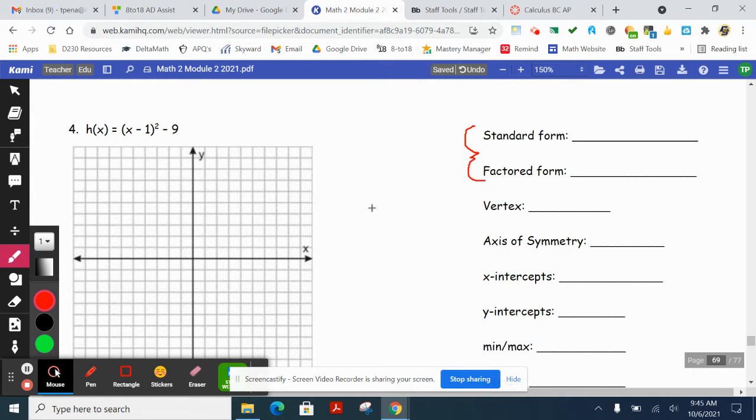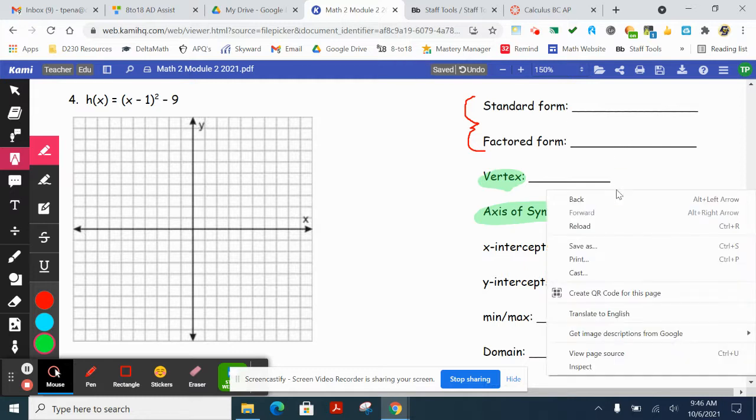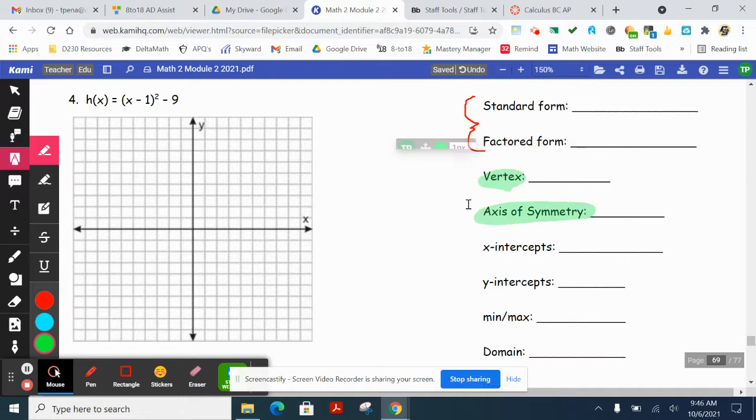Now, vertex form is the nicest form. So what I'm going to have you do right away in vertex form, answer this question. We should be able to do this. You should be able to do your axis of symmetry. We're going to sketch a quick little graph here in a minute, but that should be the 2 that we can do right away with our vertex form. So state the vertex, state the axis of symmetry.